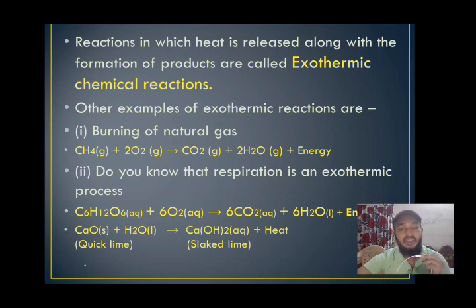It is because the reaction of coal or carbon with oxygen is an exothermic reaction. So the reactions in which heat is released along with the formation of products are called exothermic reactions. Means heat is released when reactants combine and form a product. So this is an example of exothermic chemical reactions.